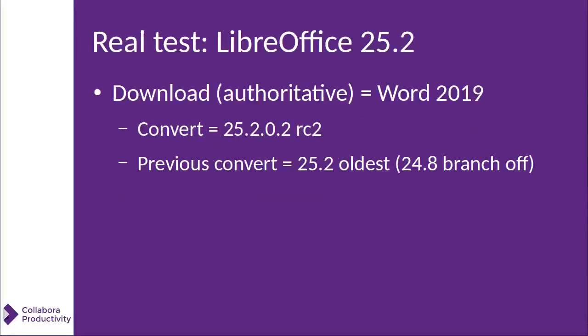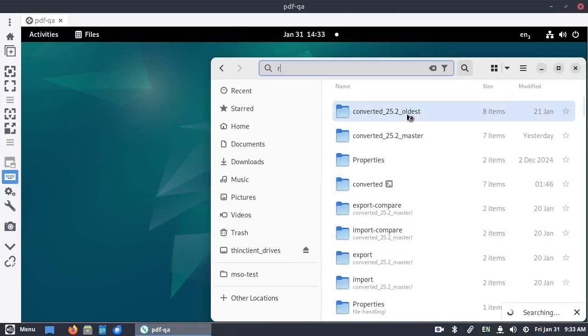Okay, so now it's time to look at one of the real tests where we're looking at regressions in LibreOffice 25.2. So our download of authoritative PDFs is Word 2019. Our convert folder is going to be the very recent 25.2 master, and the previous convert will be the branch point when 25.2 just started. So let's take a look at the results from that in MSO test. Here in MSO test, we have converted oldest and master for 25.2.